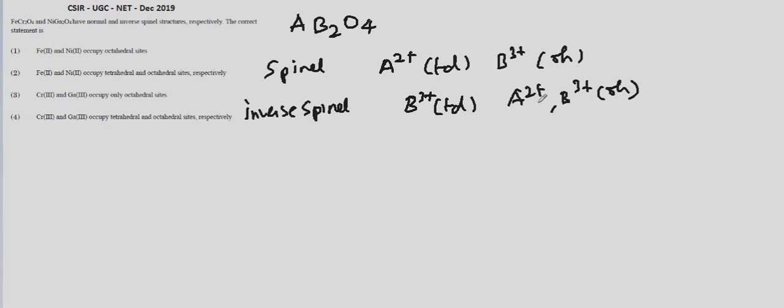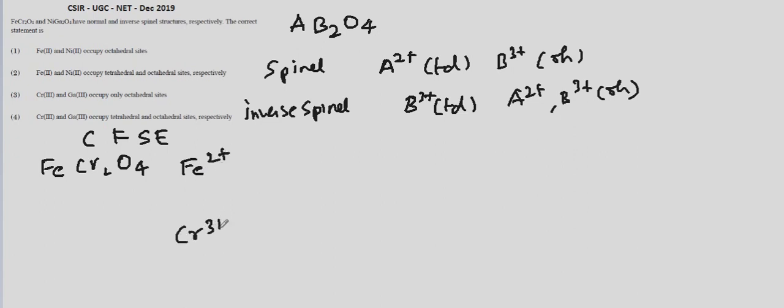So how do we find out which ion takes which hole? We can find out by calculating the crystal field stabilization energy of each ion. So let's see with an example, FeCr2O4. The ions involved in this case are Fe2+ and Cr3+.